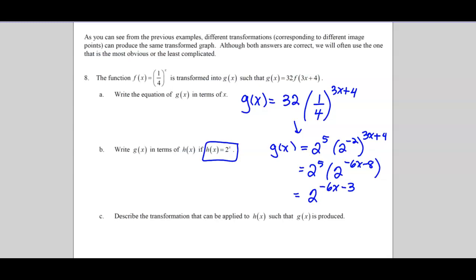So I've simplified it down to a power of 2. I'm still not quite done because it says I need to show g of x in terms of h of x. H of x is 2 to the x. So 2 to the negative 6x minus 3 will be the same as h of negative 6x minus 3. So g of x equals h of negative 6x minus 3.